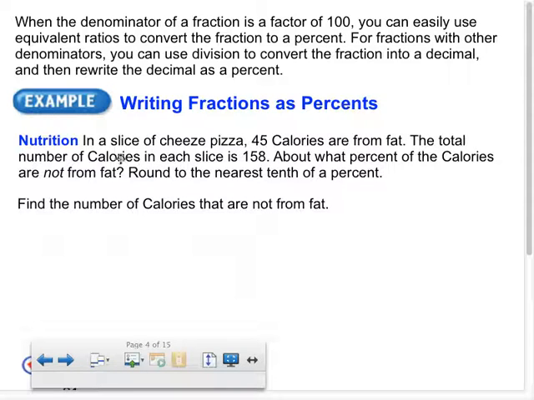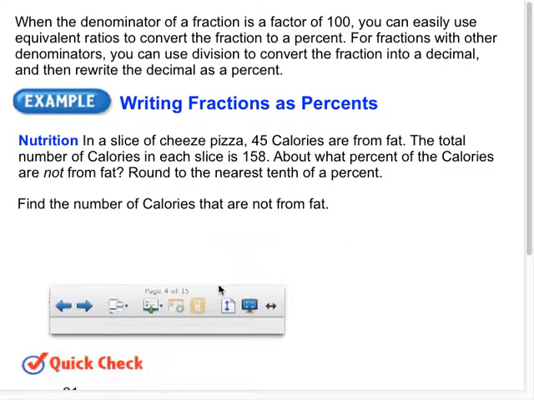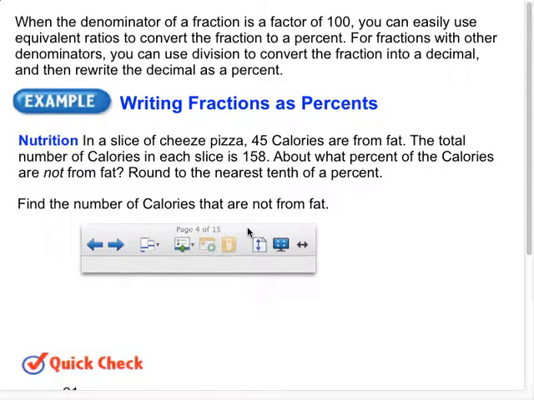The total number of calories in each slice is 158. About what percentage of calories are not from fat? Do you guys see? I even changed the font. I made not italic, so you guys would pick up on that. Round to the nearest tenth of a percent. So you're going to have to divide this. And if we're going to round to the nearest tenth of a percent, we got to divide how far?